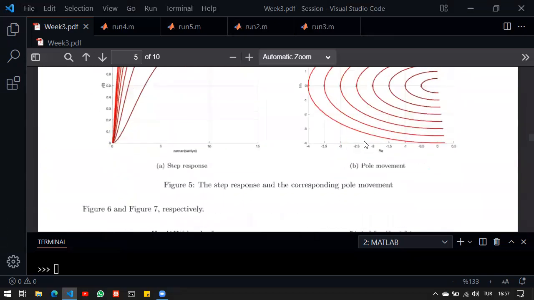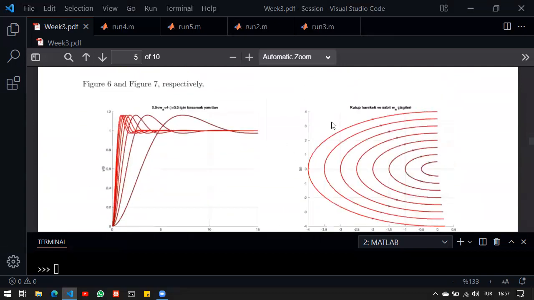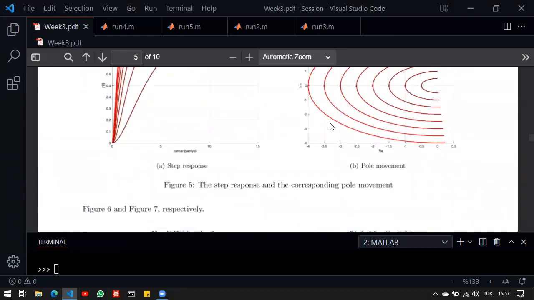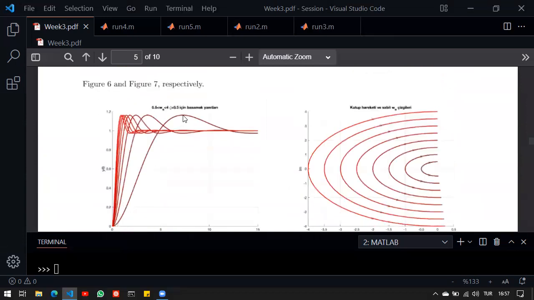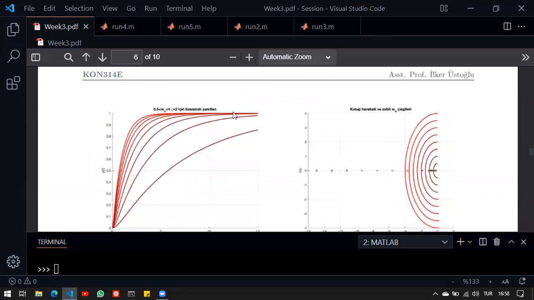Then we have talked about changing omega n with fixed zeta, where this is 1. If zeta is 0.5, again, we have the same peak values, which also means that the zeta value corresponds to the overshoot behavior. And then we've tried to fix zeta and omega n and try to add a third pole.